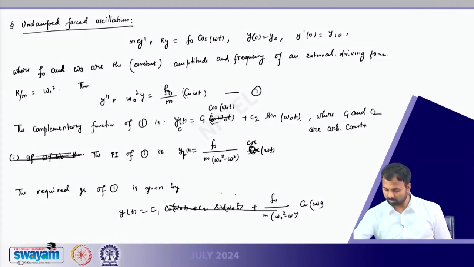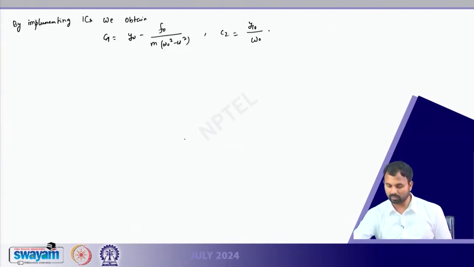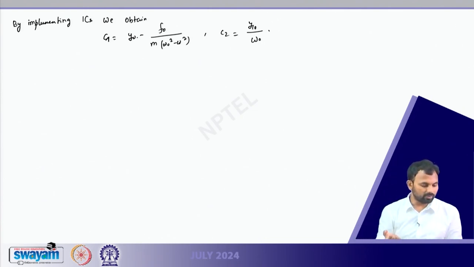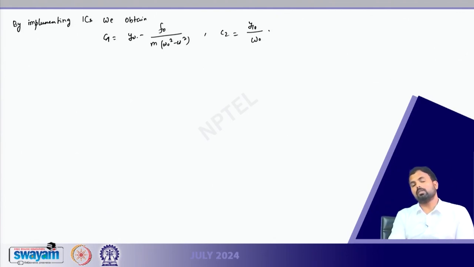So this expression should not be stricken out. This is the general solution of our given equation 1, and from the initial conditions that are given to us, we can determine the constants c1 and c2. You put the values of c1 and c2 back into the general solution, and that is basically your required solution for the given ordinary differential equation, non-homogeneous case.